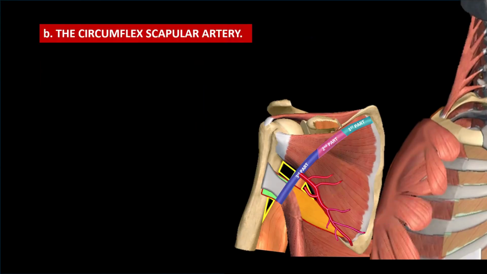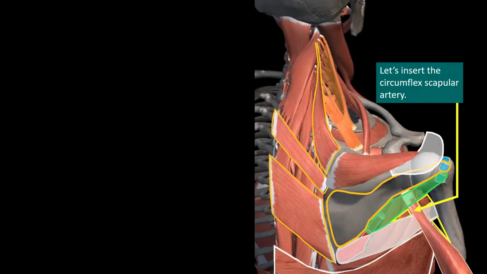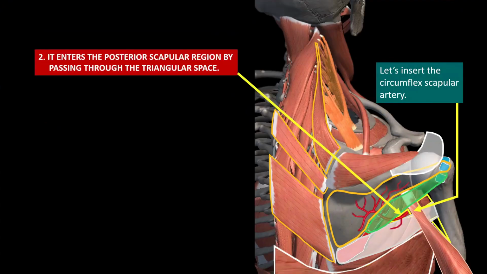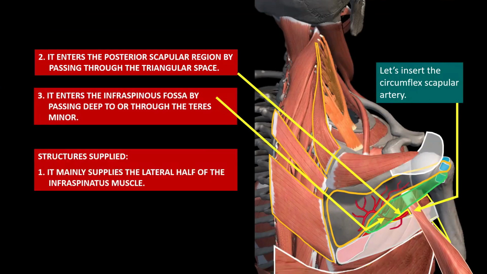B, the circumflex scapular artery. 1, it winds around the lower border of the subscapularis and leaves the axilla by passing through the triangular space. Let's go to the dorsal scapular region. Let's insert the circumflex scapular artery. It enters the posterior scapular area by passing through the triangular space. It enters the infraspinous fossa by passing deep or through the teres minor.